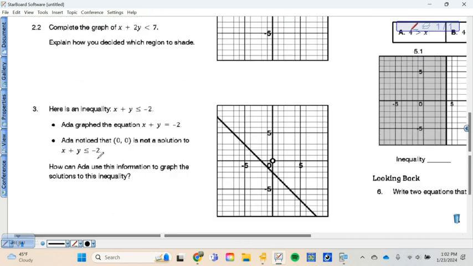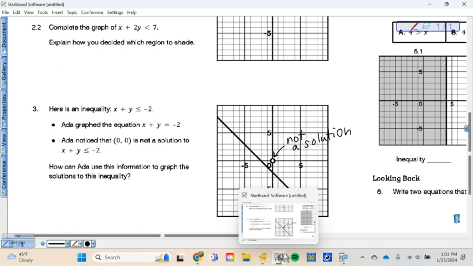And then down here, we have this inequality, and the boundary line is graphed. And Aiden, notice that 0, 0 is not a solution. So if that is not a solution, I want you to determine how that is going to help you figure out the rest of the graph. How is it going to help you figure out what side to shade on? So you're going to do 1, 2, 3. If you finish 1, 2, 3, you could start working on the other side. I'm going to come around and check it in just a minute. So get to work on 1, 2, 3.